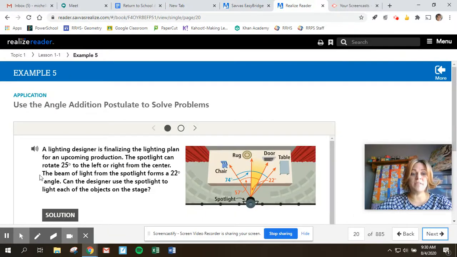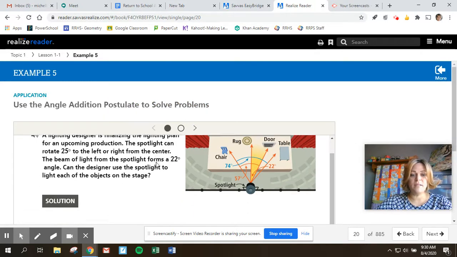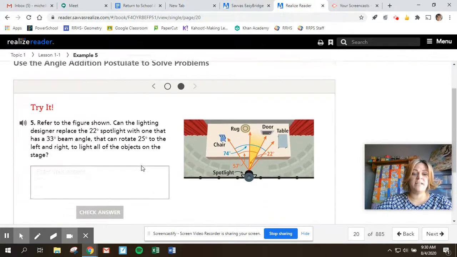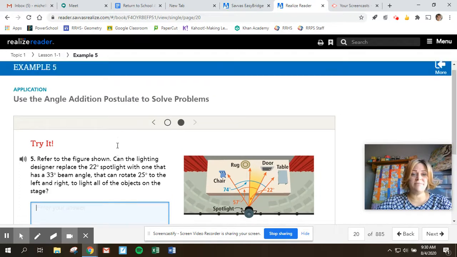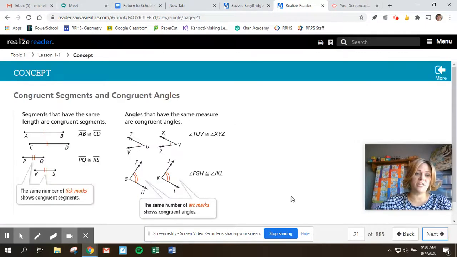Okay, another example. This is more of an application, and it even tells you application right there, up at the top. There's some solutions. Here's a try it of your application. More calculator just in case you need it, and feel free, always check your answers. Make sure to check your answers.